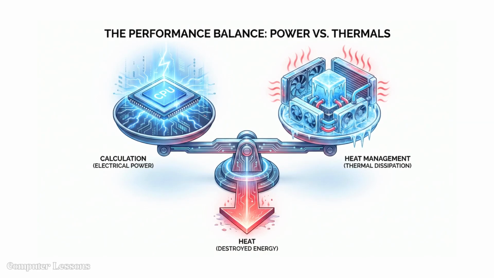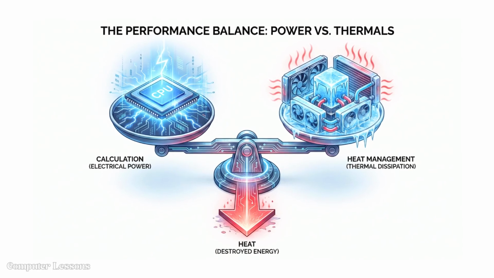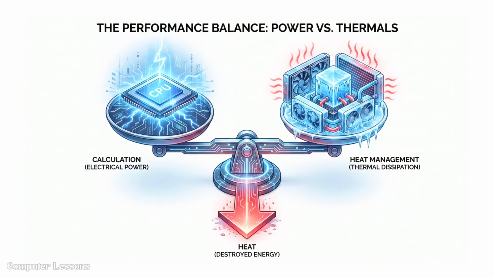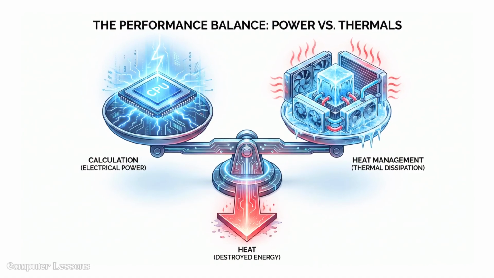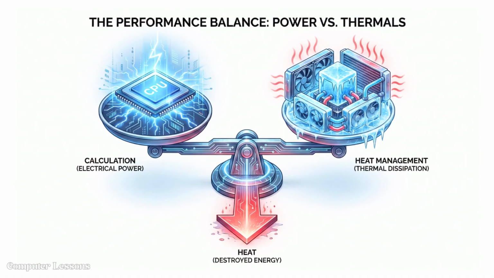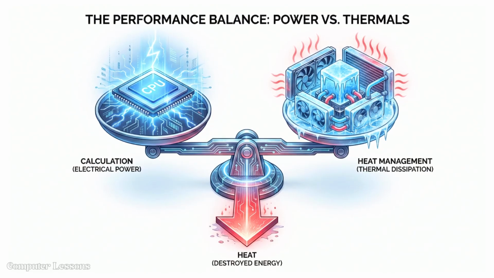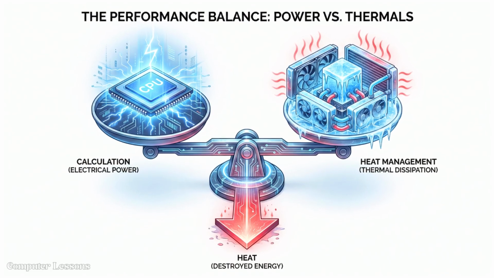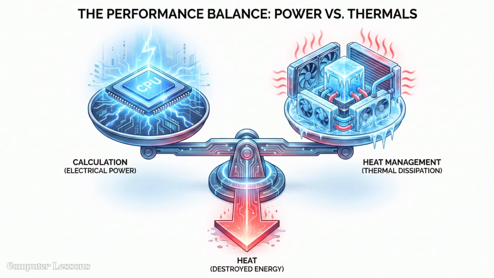Ultimately, the power of your computer is dictated by how well you can destroy energy. Every calculation creates heat, and your ability to manage that heat determines how fast you can calculate. It is a constant dance between electrical power and thermal dissipation.